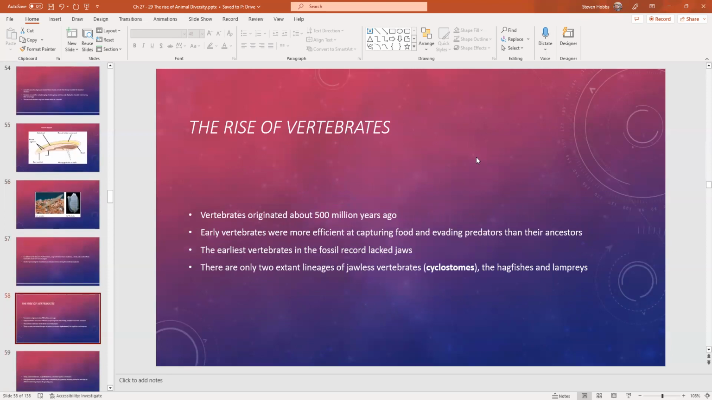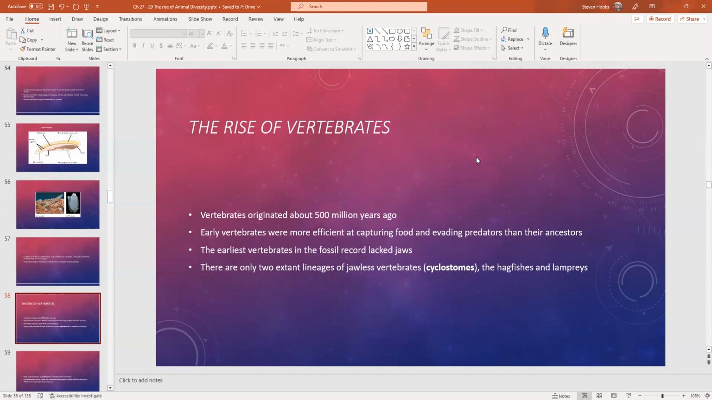That gives us the rise of the vertebrates. Somewhere between 770 million years ago and 400 million years ago, we just averaged that at about 500 million years. Early vertebrates were more efficient at capturing food in the water and evading predators than their ancestors were, which means they were just going to dominate the oceans.